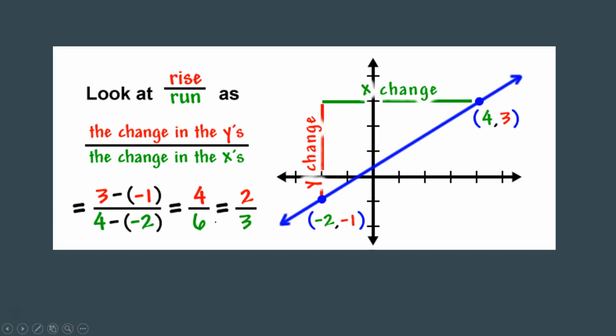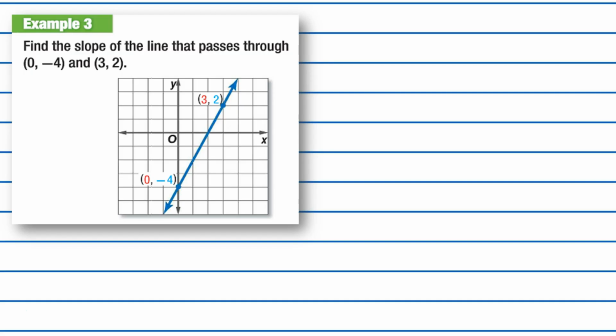But let's actually try an example so you can see it for yourself. So let's go over example 3. We want to find the slope of the line that passes through (0, -4) and (3, 2). So we have (0, -4) and (3, 2).